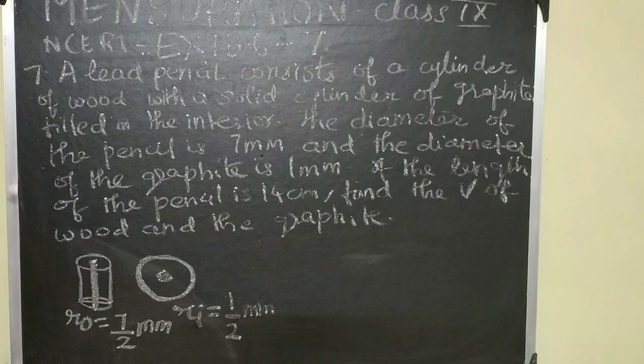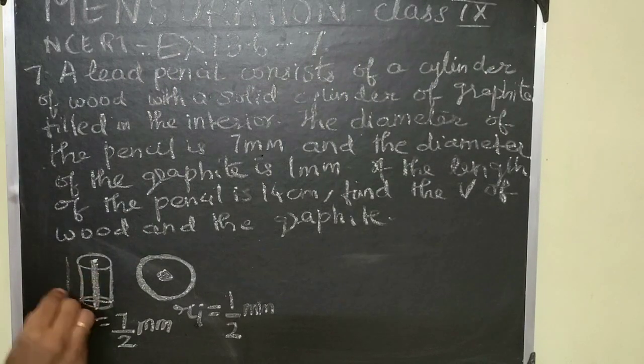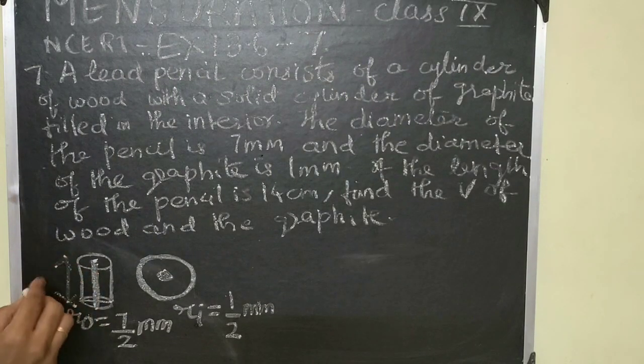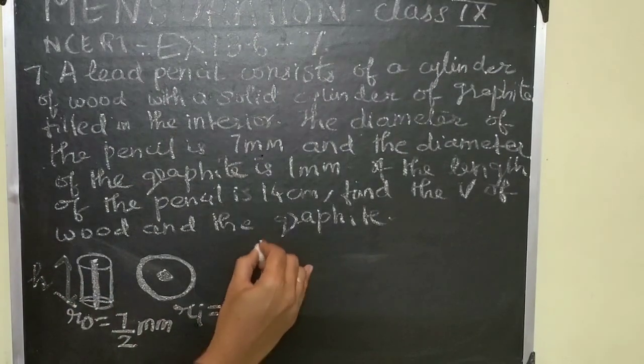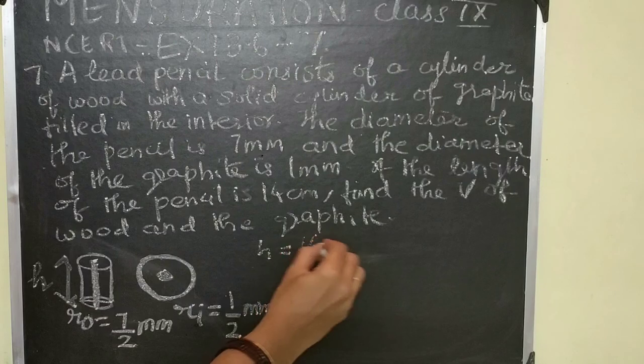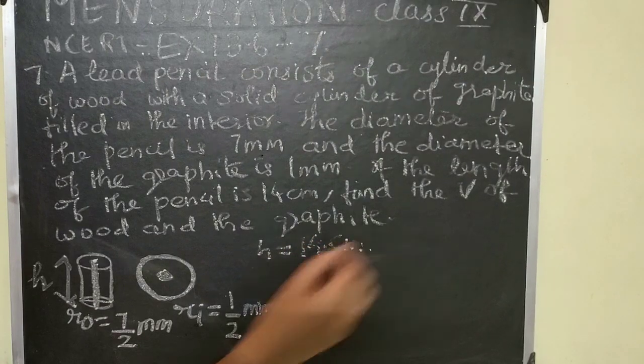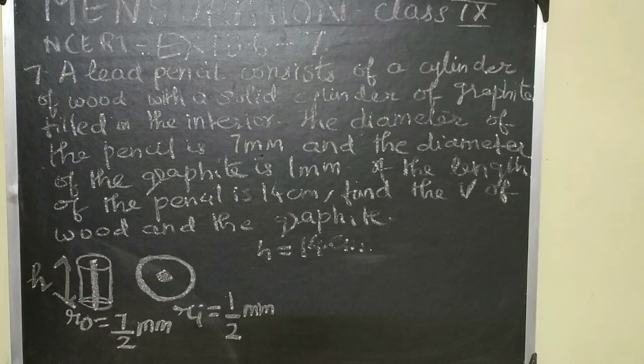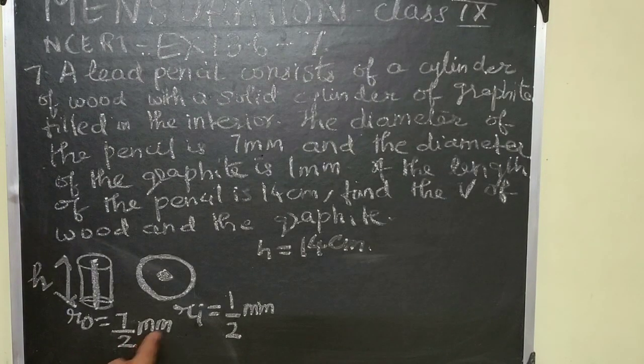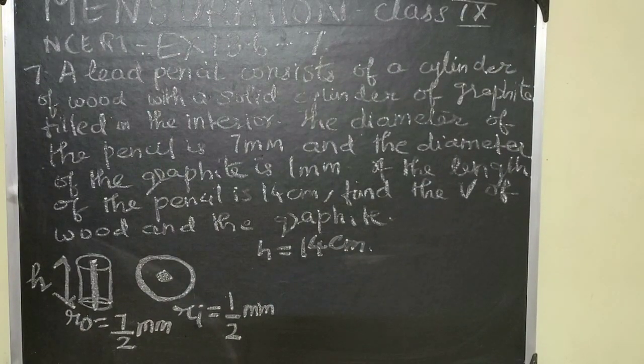Next they are telling the length of the pencil is 14 centimeter. So this part is 14 centimeter. We know length for a cylinder is nothing but its h. So h is given as 14 centimeter. Now when we compare all the dimensions given, we can see that the radius is given in millimeter and the height is given in centimeter. So when doing sums, the first thing which we must take care is all the units should be in the same unit.